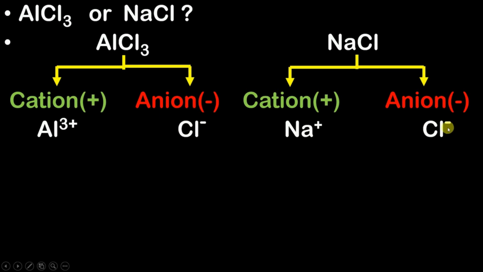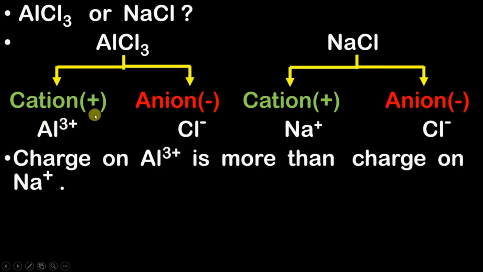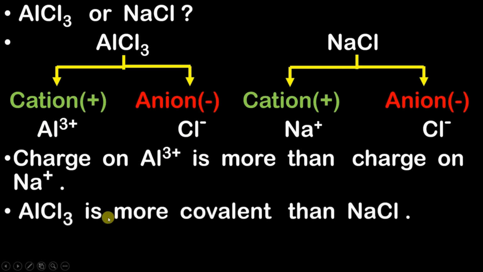Here also the anion has minus 1 charge, so it doesn't matter. But if you compare the cations, in AlCl3 the cation has a 3+ charge, and in NaCl the cation has only a plus 1 charge. So guys, can I say that AlCl3 will get more polarized because the charge on Al3+ is more than the charge on Na+, and as a result we say that AlCl3 is more covalent than NaCl. I hope this was a simple example and you have understood this as well.